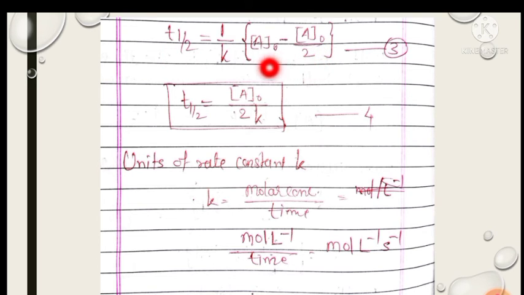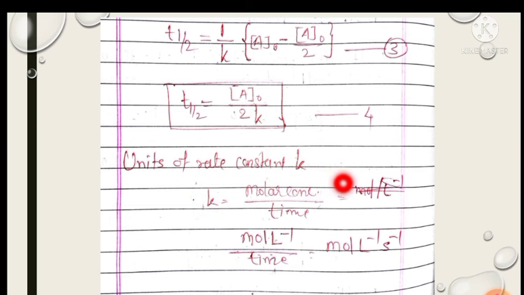Now you have to solve this equation number 3, and you will get, because it's the half of the initial concentration, so what will remain is A0/2K. So this is the half-life period for zero order reaction. This equation also you have to practice three to four times, and this is very, very easy.